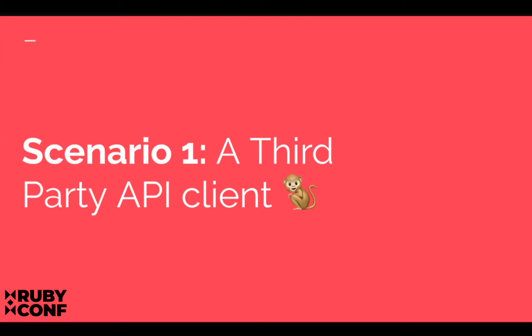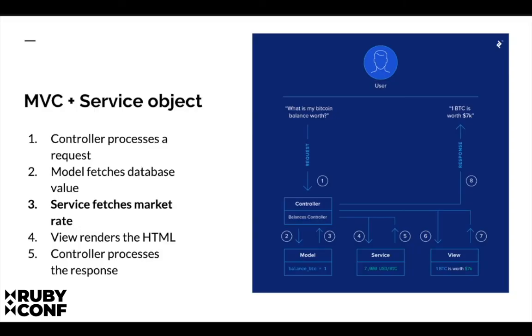And that scenario is a third-party API client. So in this, for example, let's see how a service object would fit within a typical request. So a controller processes a request, a model fetches a database value, but in this particular instance, we can see that the service object fetches a market rate.